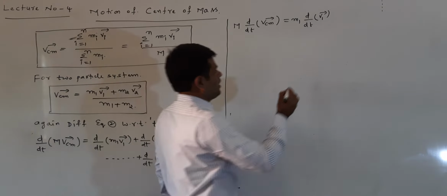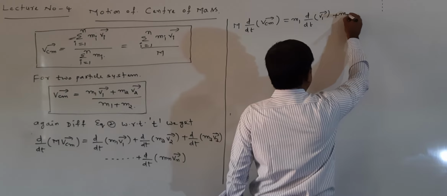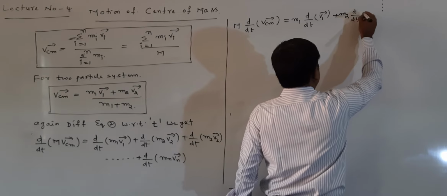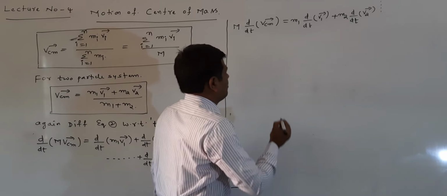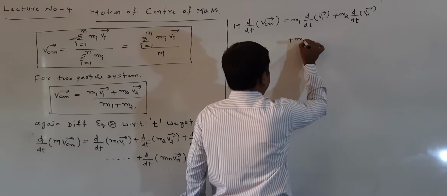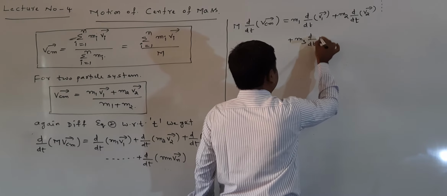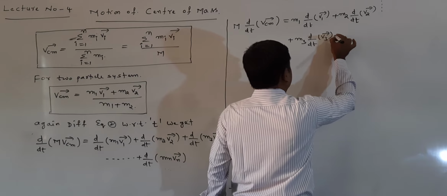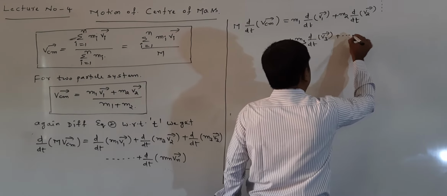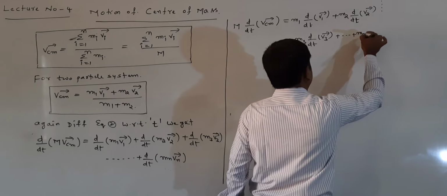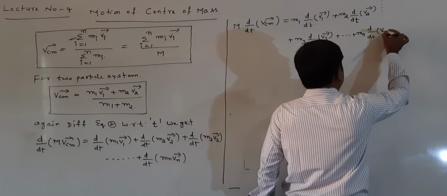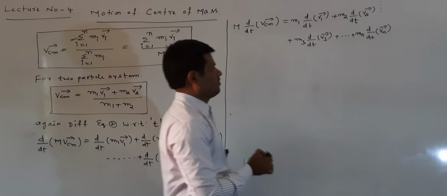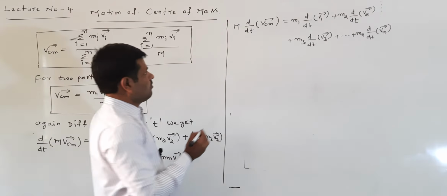Next, what is here? m2 taking outside, here m2 into d by dt of v2 bar, plus m3 into d by dt of v3 bar, plus and so on, mn into d by dt of vn bar. Right.